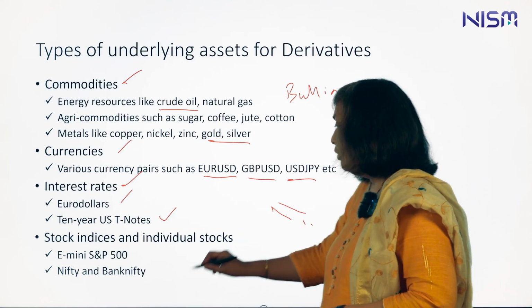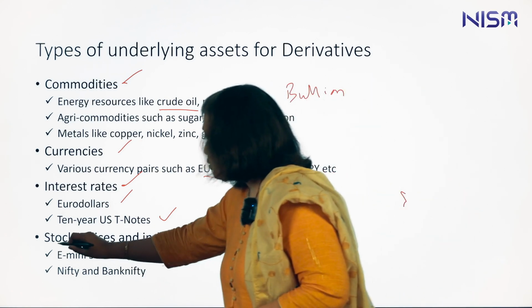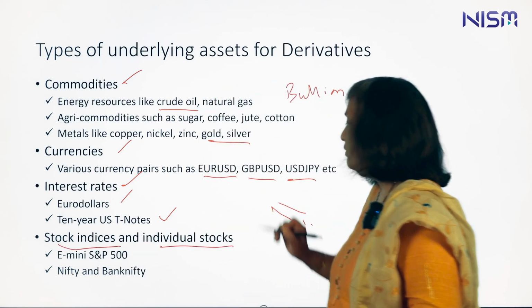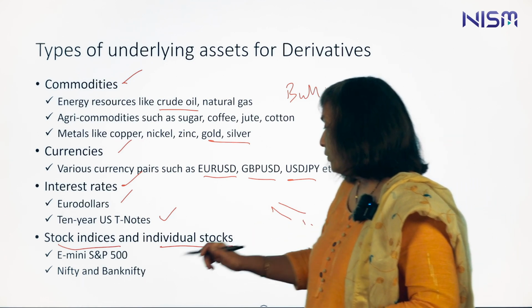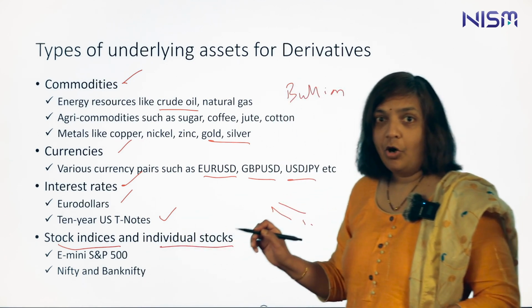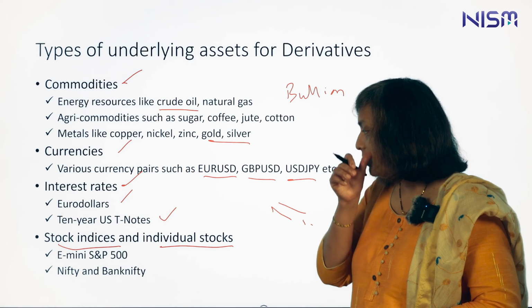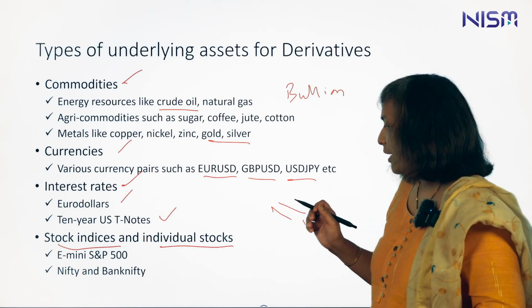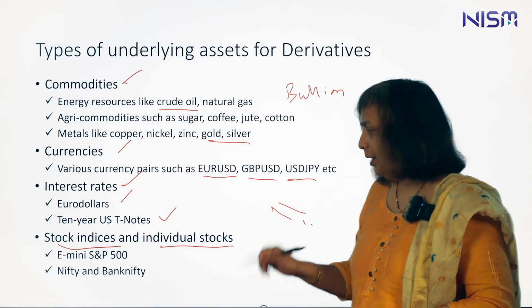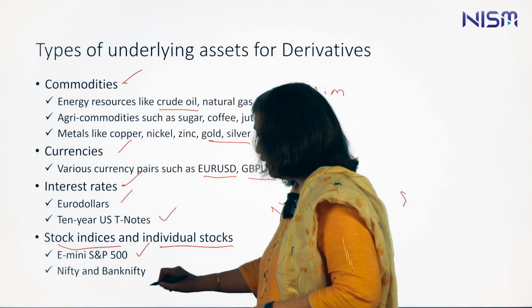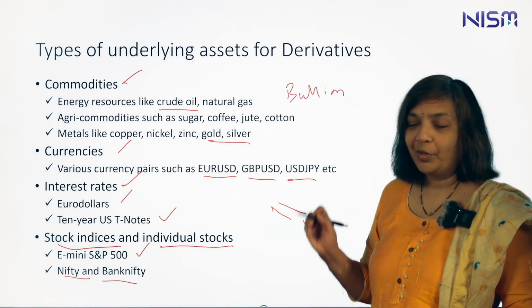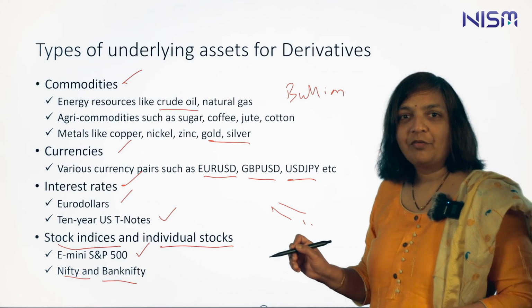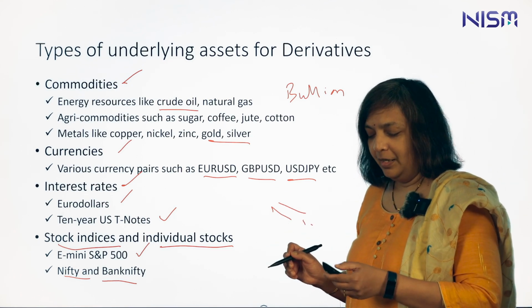And lastly, we also have derivatives on stock indices and on individual stocks. For example, one of the most heavily traded stock index derivatives contracts is the E-mini S&P 500 futures contract. In India, of course, you are all aware of the Nifty and Bank Nifty futures and options contracts. So these are the different types of assets on which derivatives are available.